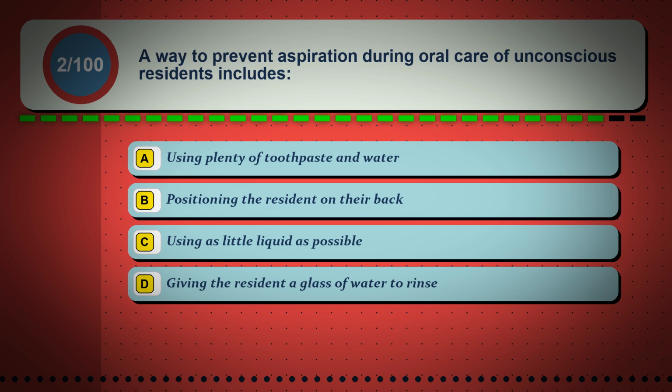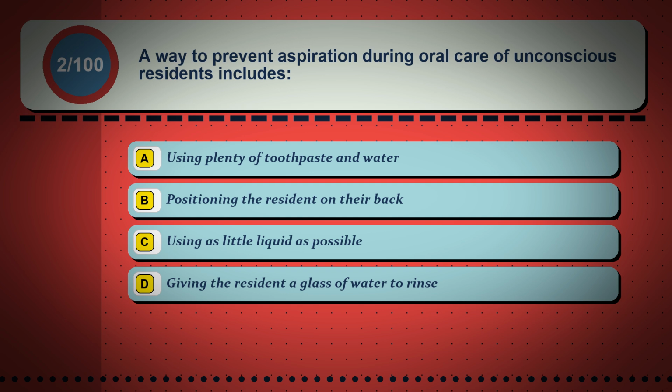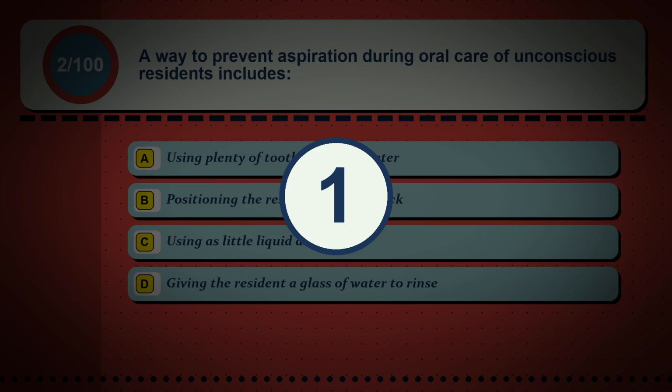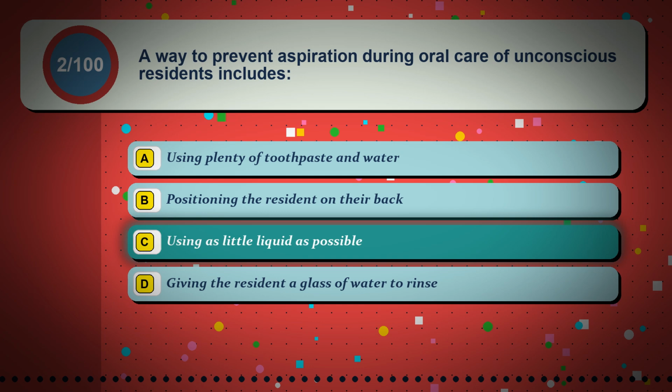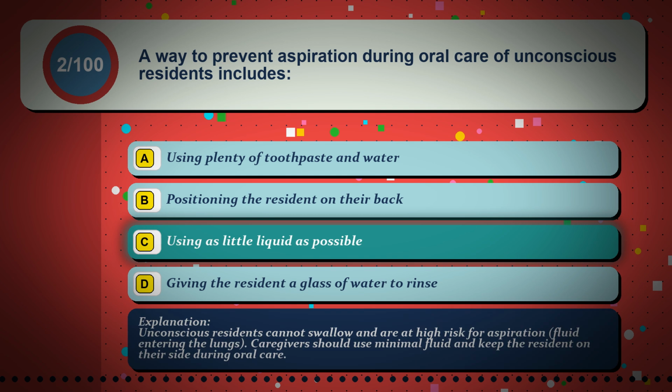Question 2. A way to prevent aspiration during oral care of unconscious residents includes: Option A, using plenty of toothpaste and water. Option B, positioning the resident on their back. Option C, using as little liquid as possible. Option D, giving the resident a glass of water to rinse. The correct answer is option C, using as little liquid as possible. Unconscious residents cannot swallow and are at high risk for aspiration, fluid entering the lungs. Caregivers should use minimal fluid and keep the resident on their side during oral care.